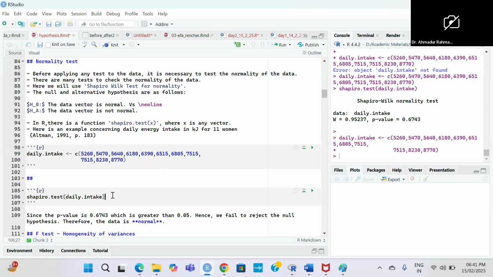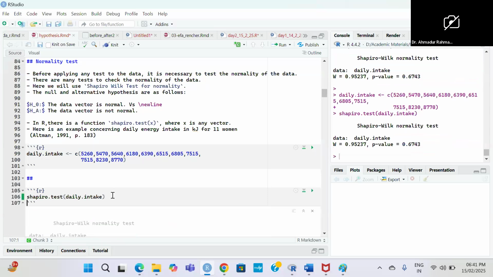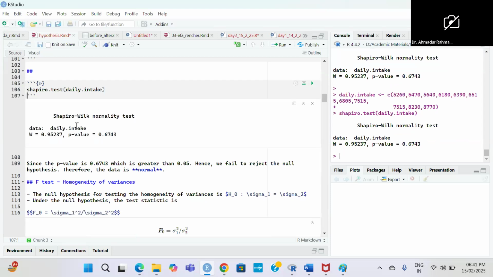And then we use the Shapiro-Wilk test. The Shapiro-Wilk test reveals the result, and we see what? The Shapiro-Wilk normality test, this is the test statistic, and it is 0.95237. It is the value of the test statistic, and we see the p-value. We see that the p-value is 0.6743. So we see if this value is greater than 0.05 or not. See written here, since the p-value is greater than 0.05, therefore we fail to reject the null hypothesis.